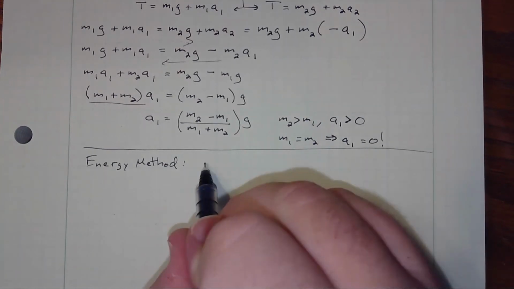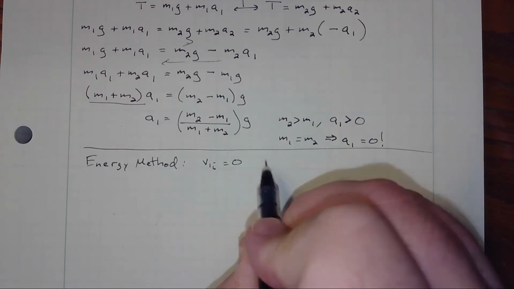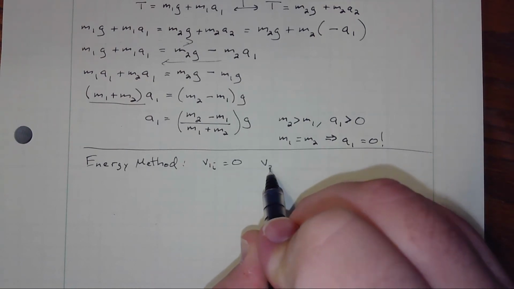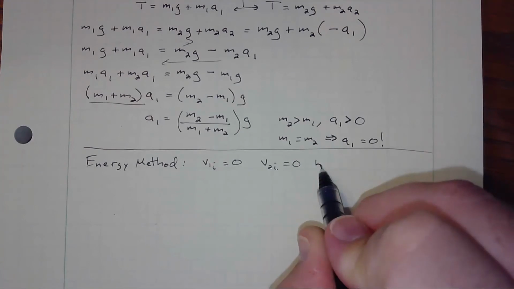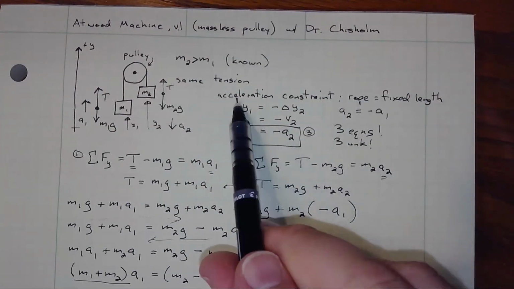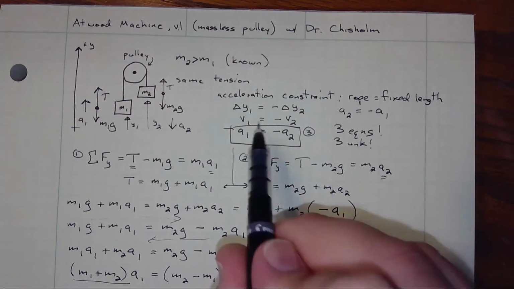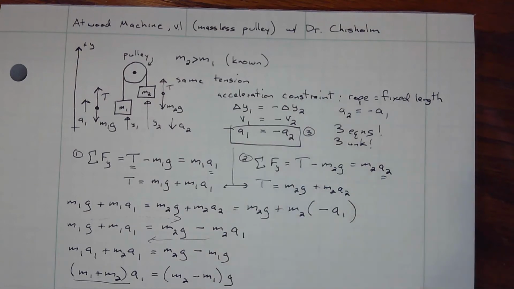Well, if my blocks start off not moving, then my v1 initial is going to be equal to 0, and my v2 initial is going to be equal to 0. But, again, because we have this constraint between how the rope moves, my velocities are going to be equal and opposite, and my displacements are going to be equal and opposite.